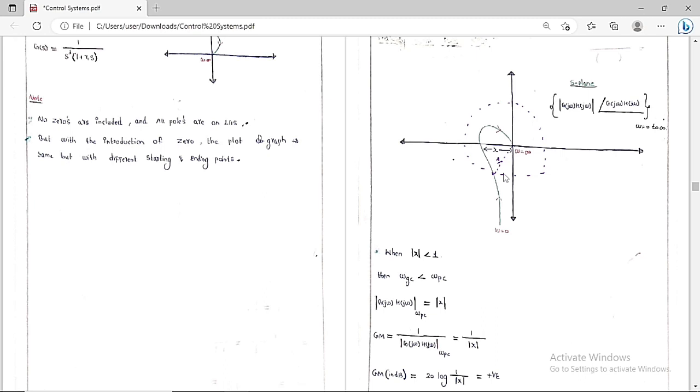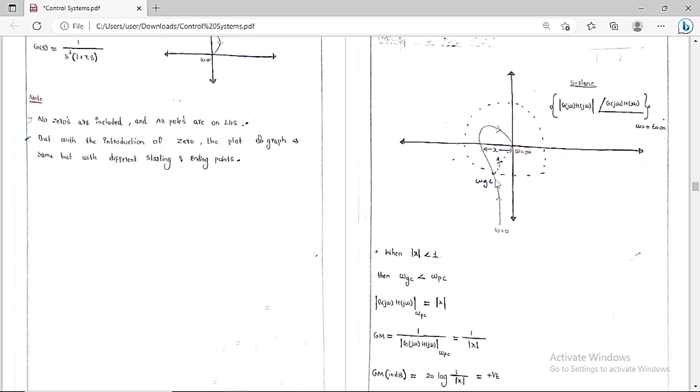As I've already told you, what is the meaning of gain crossover frequency? Gain crossover frequency is the frequency at which the magnitude of G(s)H(s) at omega gc is equal to 1. So this frequency is called omega gc.